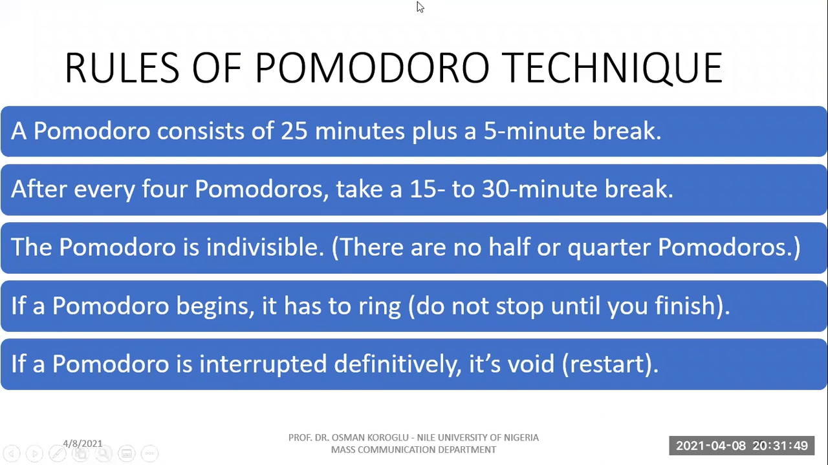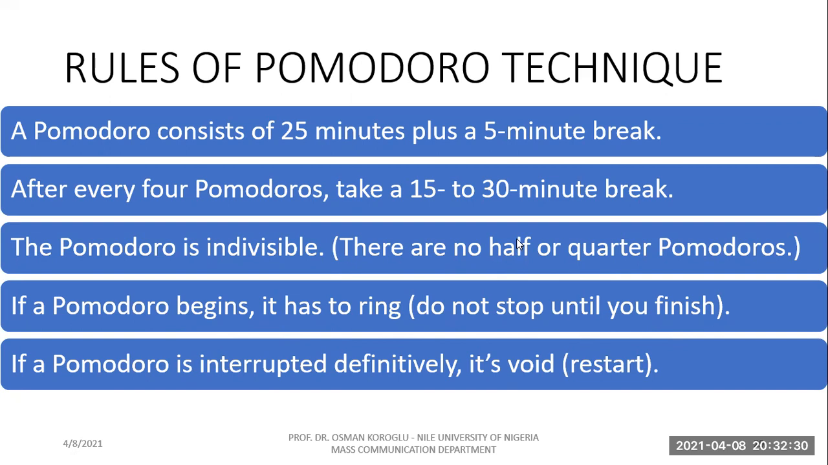And these are the rules of the Pomodoro. We have 25 minutes plus a 5-minute break. That means 30 minutes in total. After every 4 Pomodoros, we need to take a 15 to 30-minute break. And we need to understand this. Pomodoro, meaning 25 plus 5, is indivisible, meaning there are no half or quarter Pomodoro. If a Pomodoro begins, it has to ring, meaning you don't stop until you finish.